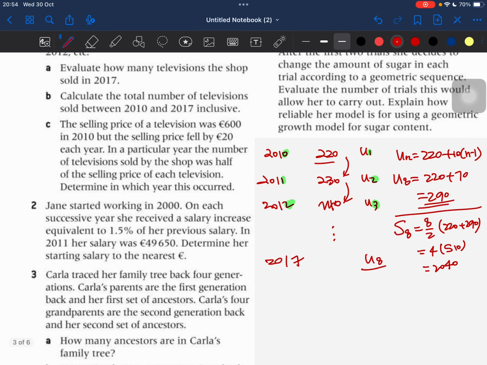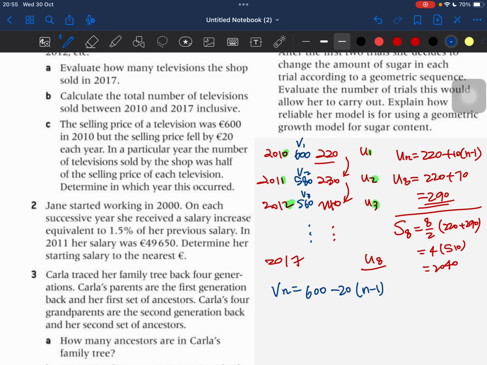Number C. The selling price of the television was 600 euro in 2010 and fell by 20. So 580, 560, something like this. Since I called the number of televisions Un, let me call this V1, V2, and V3, which is Vn. So Vn, the first term is 600 and the common difference is negative 20, times n minus 1.